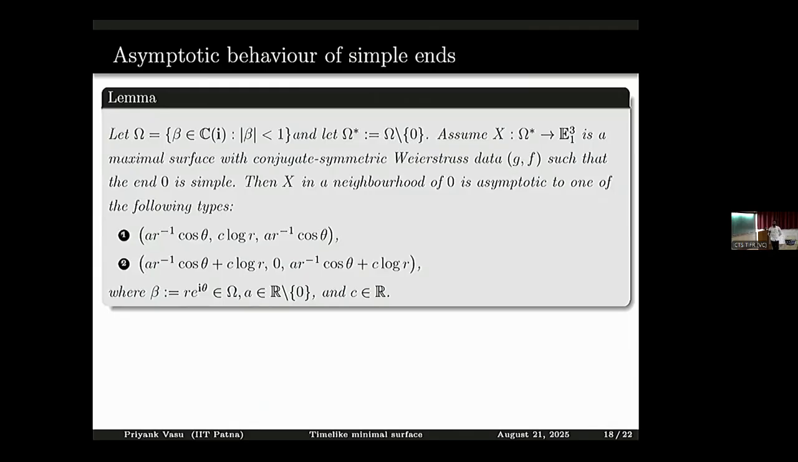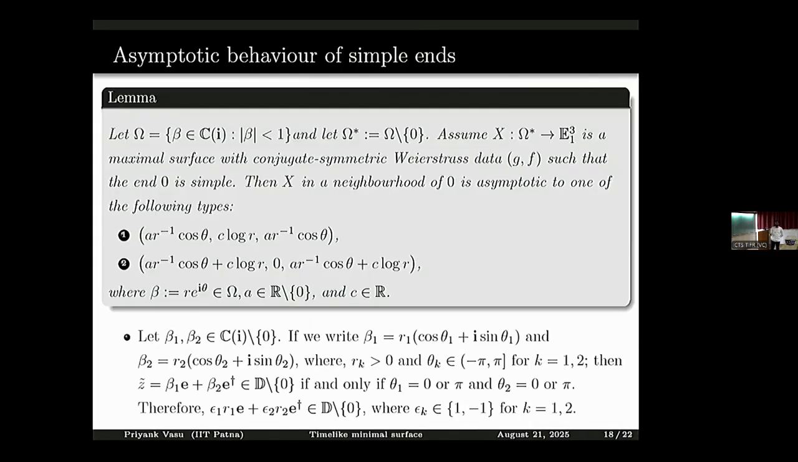Now, the only thing we need to worry about is that these asymptotic behaviors are in polar coordinates, but we haven't yet seen the polar coordinates of a bicomplex number and how the restriction of that polar coordinate will behave in the split complex numbers. So beta 1, beta 2 are in C_i, then beta 1 can be written in polar coordinates in this way, where R1 is the radius, and beta 2 can be written in this way.